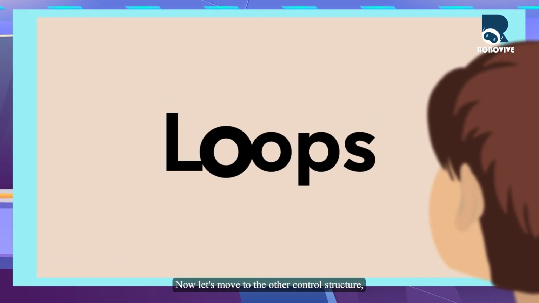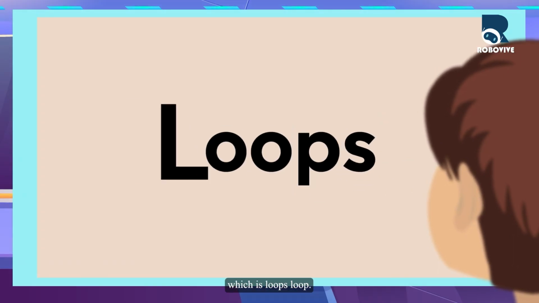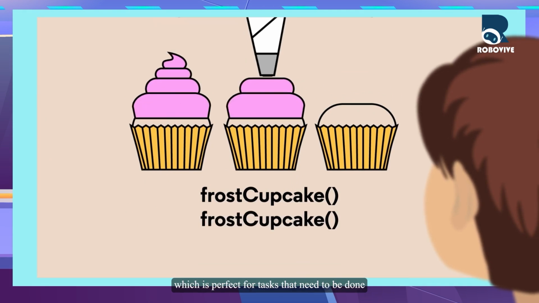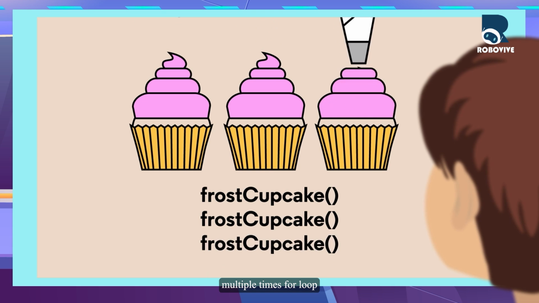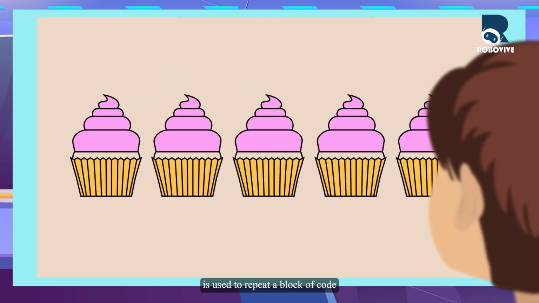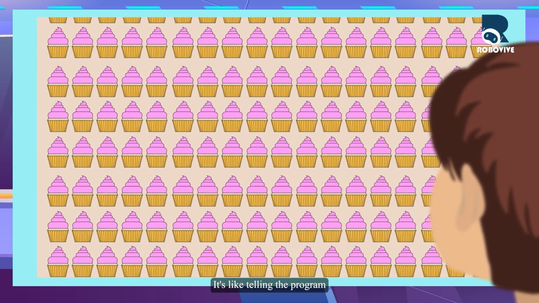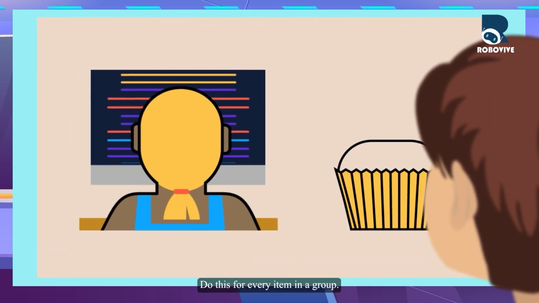Now, let's move to the other control structure, which is loops. Loops are your program's way of repeating actions, which is perfect for tasks that need to be done multiple times. A for loop is used to repeat a block of code a specific number of times, usually over a list or a range. It's like telling the program, do this for every item in a group.